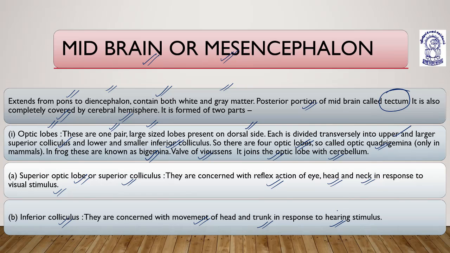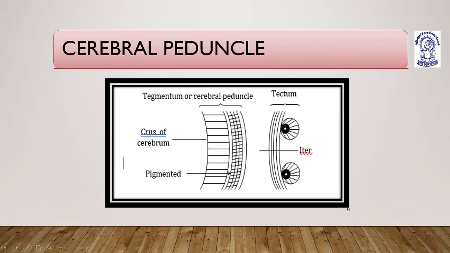Okay, that nodding of your head when you are listening to something. You have done this? Yes, ma'am. This nodding of head and trunk is basically controlled by the inferior colliculi. And when you see anything and you get frightened or you get happy, all these reflex actions of eye, head and neck in response to visual stimuli are controlled by the superior optic lobe or superior colliculus.